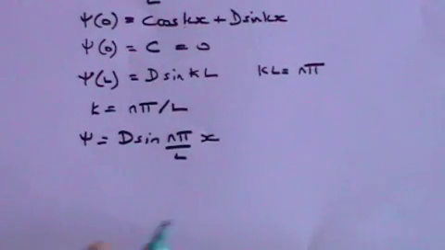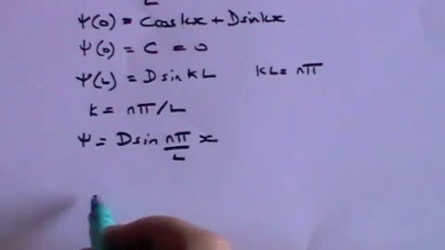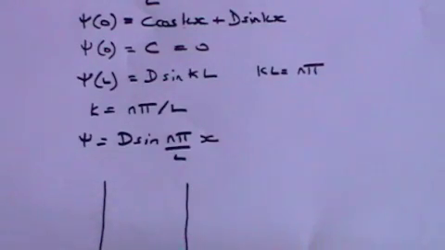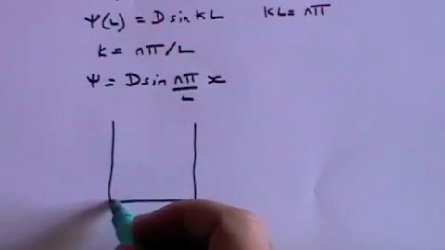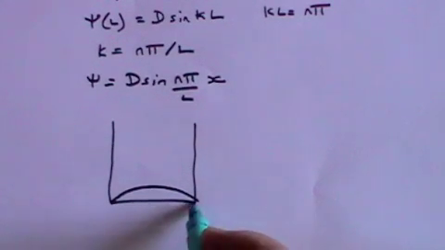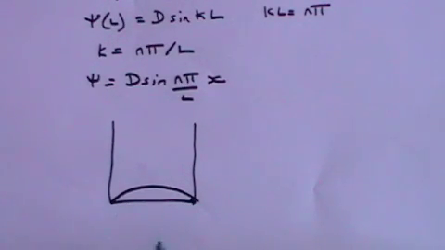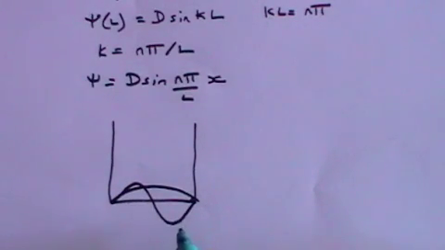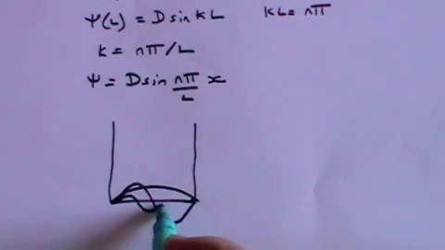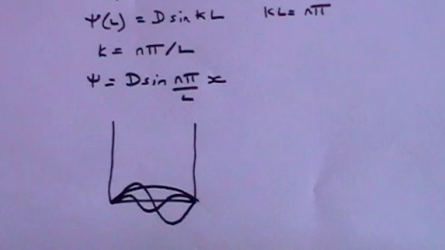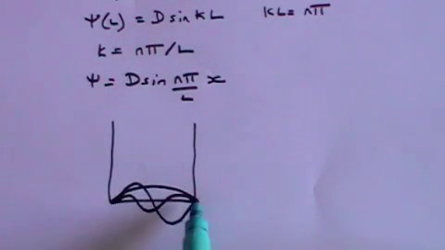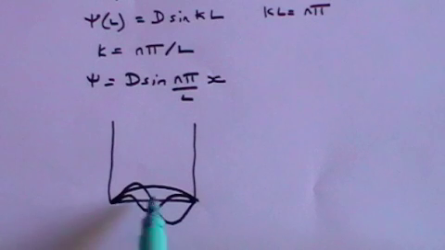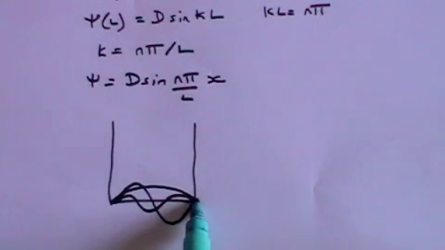Now what happens if n is 1? Then we get this function. What happens when n is 2? We get this function. When n is 3, we get that function. The condition is that the wave function must be 0 when x equals 0 and when x equals L. In other words, at the two ends of the box.